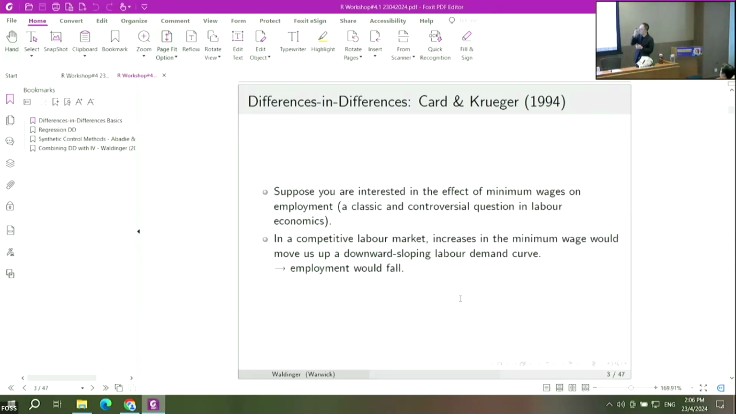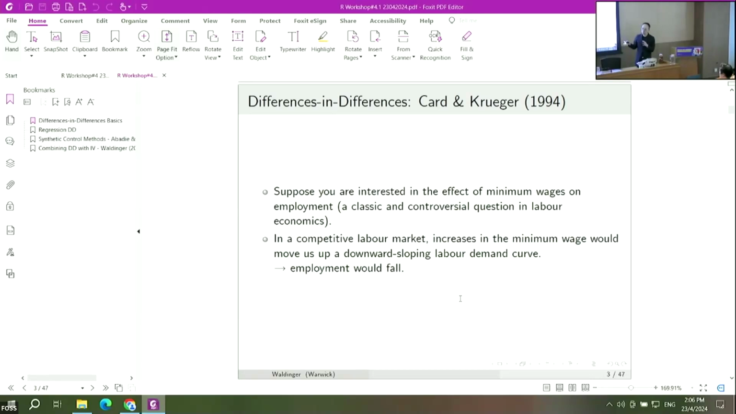Just to give you a heads up of what this problem is, suppose you're interested in studying minimum wage. Both Hong Kong and the US have this policy issue, and everywhere else, with different levels of standard. The effect of minimum wage on employment is a classic and controversial question in labor economics. Assume that we are in a very competitive labor market, so that increases in minimum wage would move us up a downward sloping demand curve.